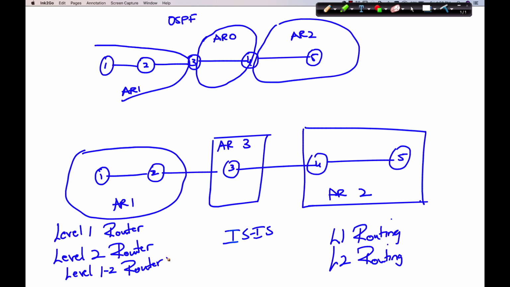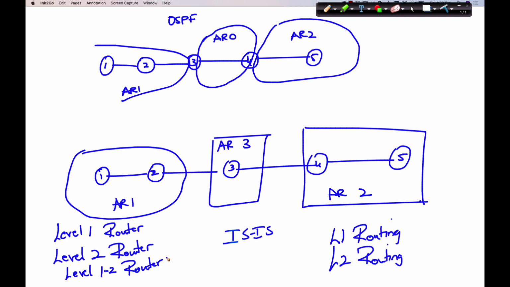Similarly here, by default, all routers are level 1, level 2 routers. So they maintain both databases. They would maintain the level 1 database and they would maintain the level 2 database. So they do level 1 routing and they do level 2 routing. So they have all routes. They have intra-area routes. They have external routes. They have inter-area routes. They have everything. That's a level 1, level 2 router.